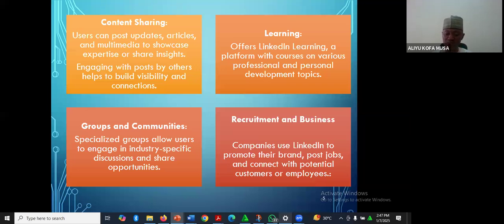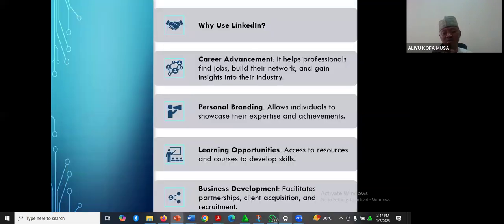Recruitment and businesses. Companies use LinkedIn to promote their brands, post jobs, and connect with potential customers or employees. So you can see these features are what gave LinkedIn an edge over similar platforms. Why should we use LinkedIn? One, for career advancement. It helps professionals like you find jobs, build their network, and gain insight into their industry.